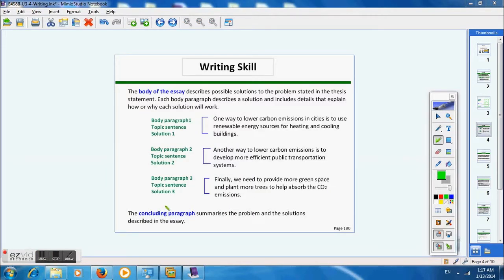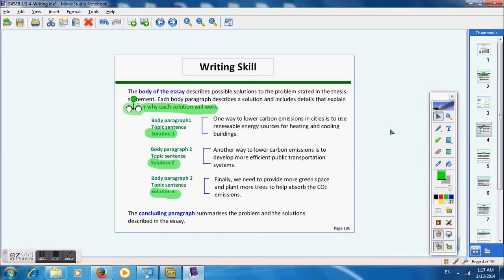Now let's talk about the body of the essay. The example here has 3 solutions to the problem. So we have 3 paragraphs. Okay, before we talk about the structure, let's see. The body of the essay describes possible solutions to the problem stated in the thesis statement. Each body paragraph describes a solution and includes details that explain how or why each solution will work.